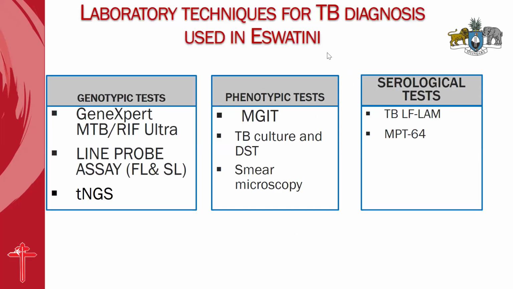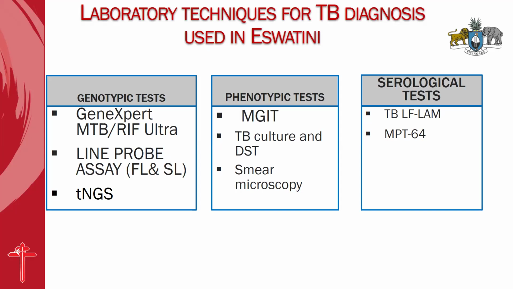So the tests which are used include genotypic tests, phenotypic tests, and serological tests. For the genotypic tests, we have the GeneXpert MTB/RIF Ultra, and now we have the XDR, and then we have the line probe assay, which has the first line and the second line. Then there's the targeted next generation sequencing.